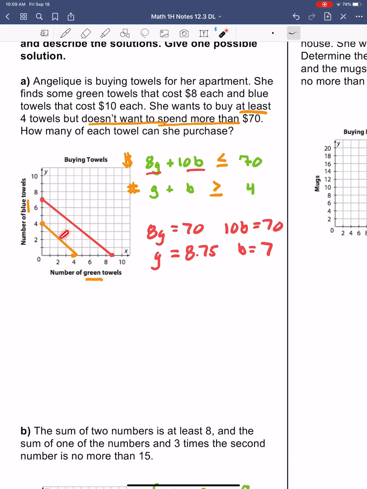Remember, we had the orange shading up and the pink shading down, and we can see where this shading is going to intersect. It's going to be everything in between here. So any point in between those lines would satisfy these requirements. They would satisfy that it's less than or equal to $70 and greater than or equal to 4 towels. So any point in there would work.